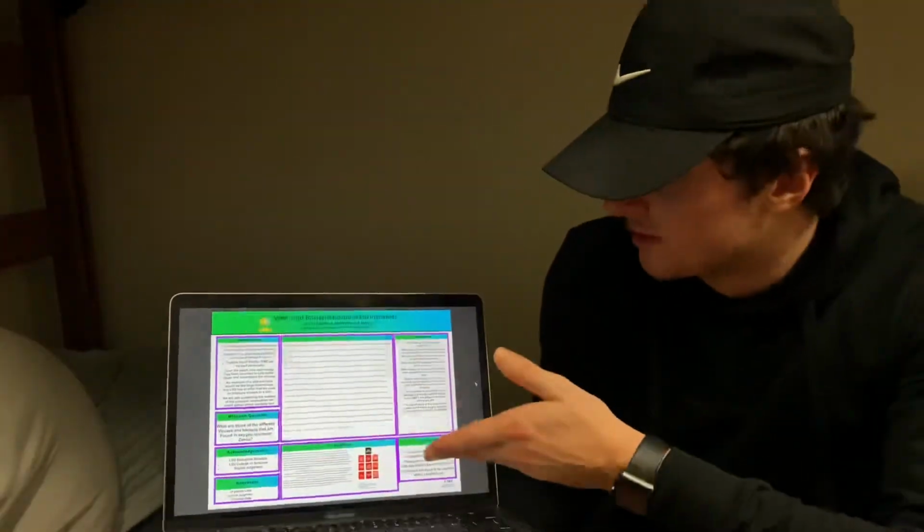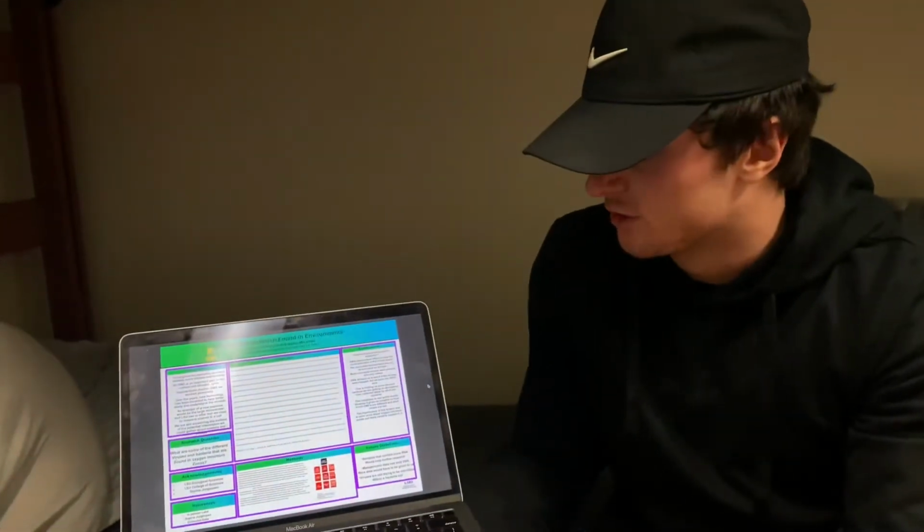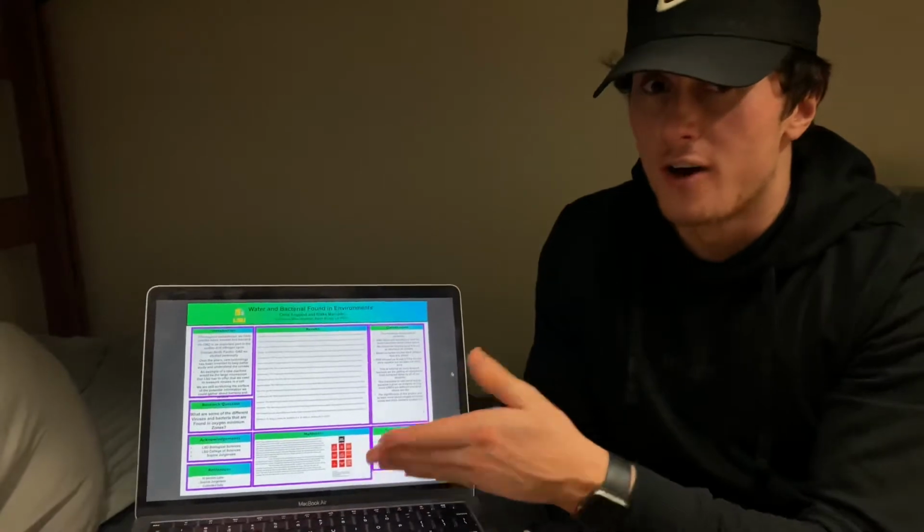And the methods we used are all on this graph right here, which I'm sure you will see whenever you look at the poster yourself. And we also used this in the final draft of our paper.